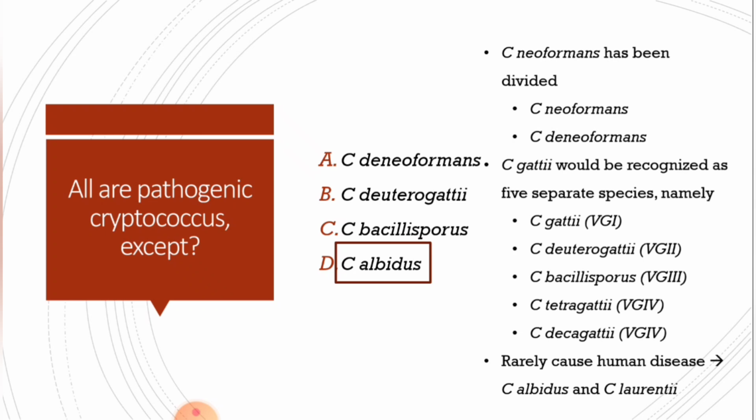And an important thing to remember is the species which rarely cause human disease, that is your Cryptococcus albidus and Cryptococcus lawrenciae.